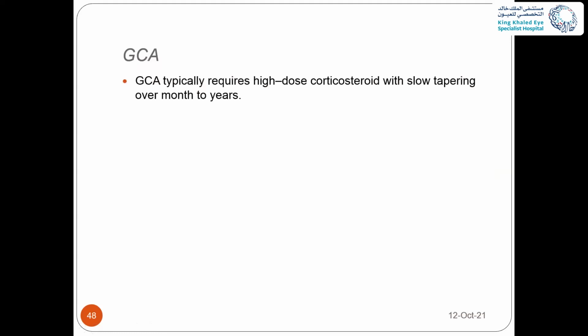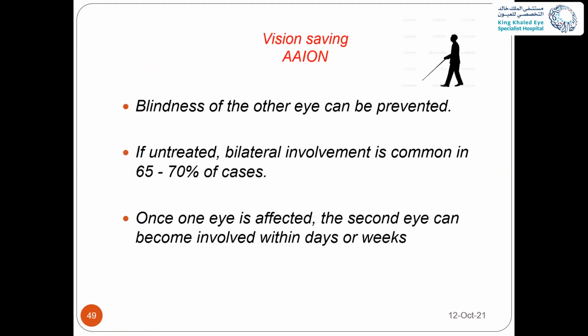So giant cell arteritis typically requires high doses of steroid with slow tapering over months to a year according to the symptoms and signs and visual field monitoring of the other eye and monitoring of disc changes in the other eye. Arteritic anterior ischemic optic neuropathy treatment is vision saving. Blindness of the other eye can be prevented. If untreated, bilateral involvement is common, within 65 to 70% of cases. Once one eye is affected, the second eye can become blind within days or weeks.